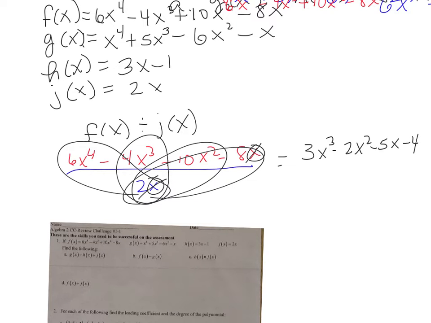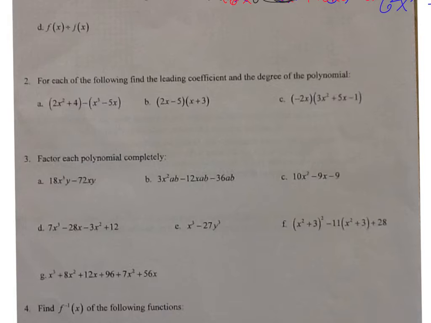All right, so let's take a look at 2. Okay, so 2 says, for each of the following, find the leading coefficient and the degree. So notice for A, I'm subtracting these polynomials. So we need to subtract first. So make sure you distribute that negative 1. So it is 2x squared plus 4x, plus 4, sorry, minus x to the third plus 5x. So when I combine my terms, I get negative x to the third plus 2x squared plus 5x plus 4. All right, so what is the degree of the polynomial? The degree is 3. Remember, that's the largest exponent.